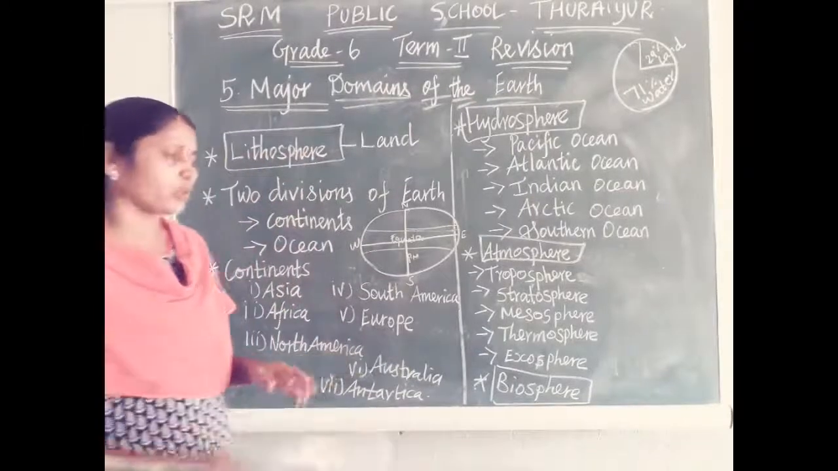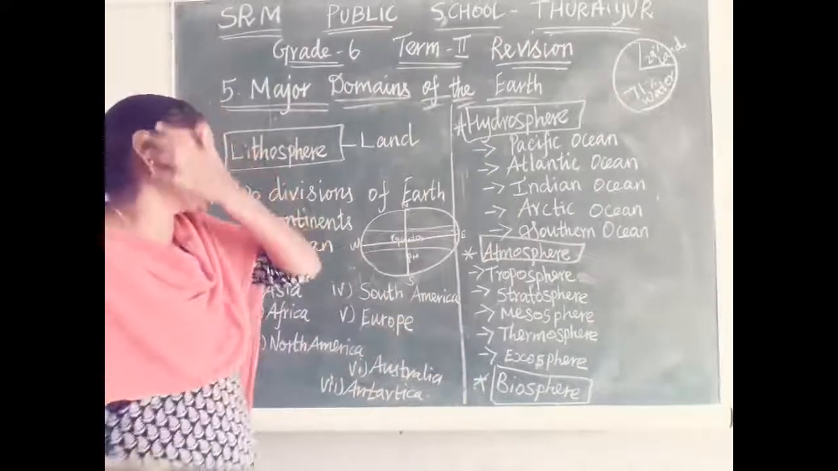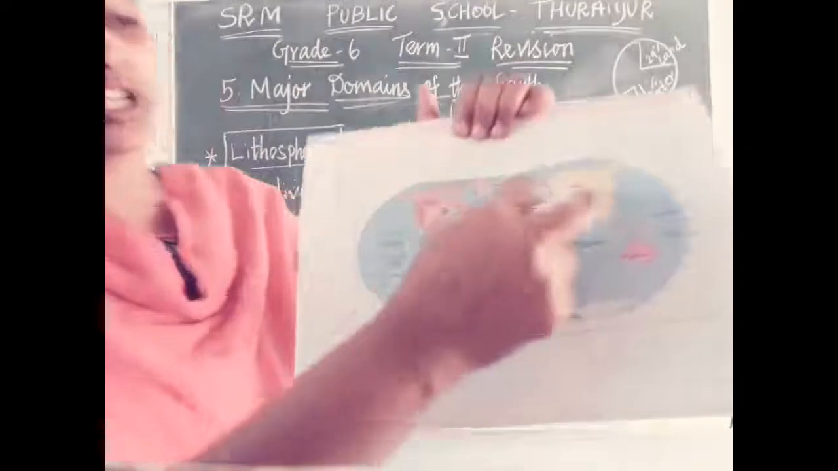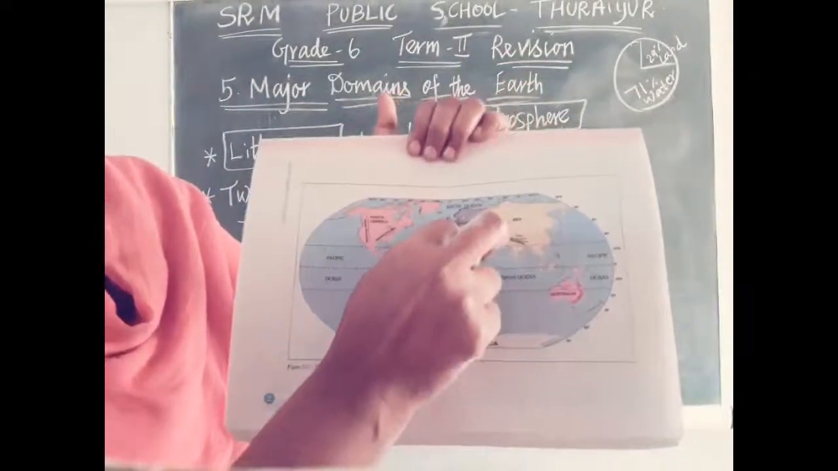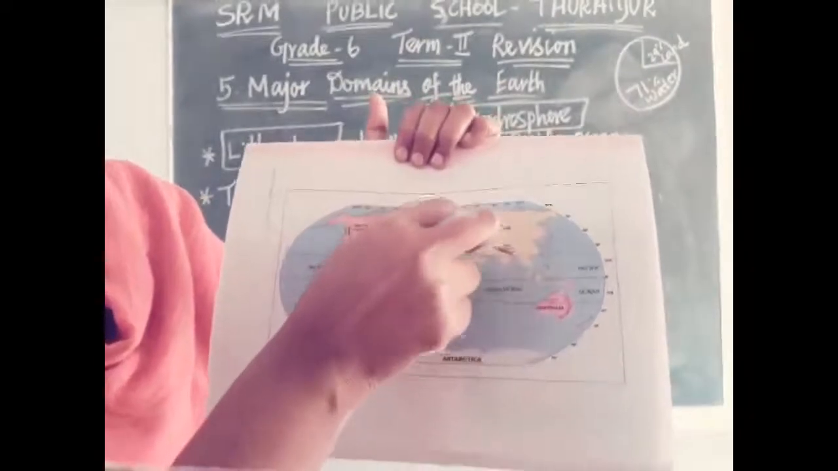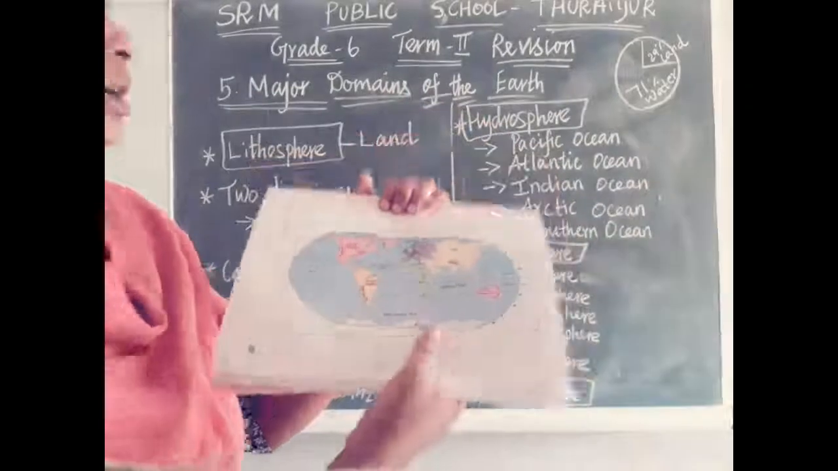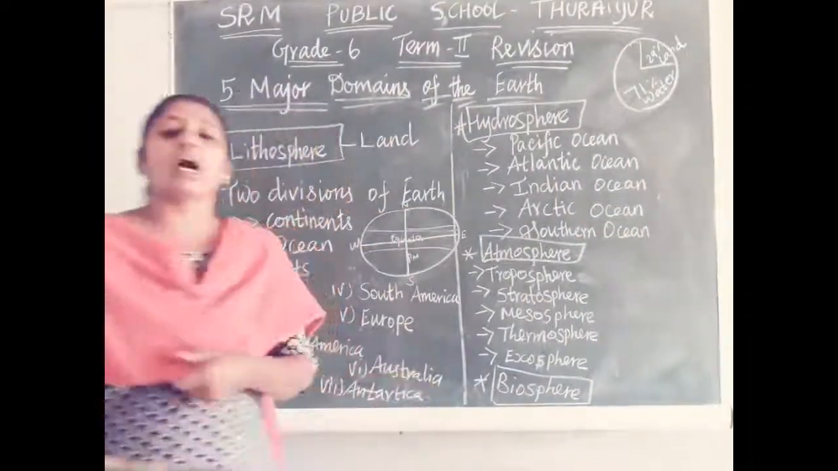Next is Europe. Europe is a small continent compared to Asia or Africa. Many popular countries are located here, and this is the location of Europe. It is covered on one side by the Atlantic Ocean and Arctic Ocean, on the south side by the Mediterranean Sea, and on the east side by the Ural mountain range.